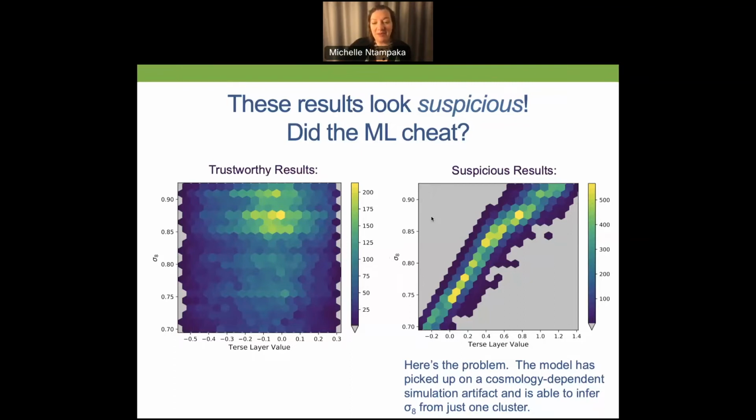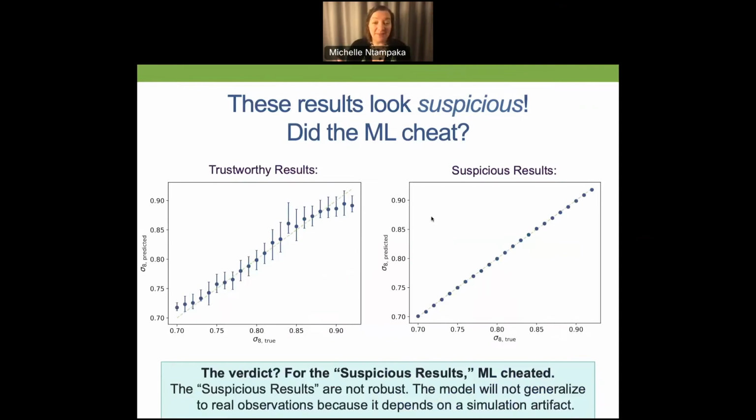So now I've been able to figure out what's going on. The verdict? For the suspicious results, machine learning cheated. These results are not robust. The model will not generalize to real observations because it depends on a sim artifact.